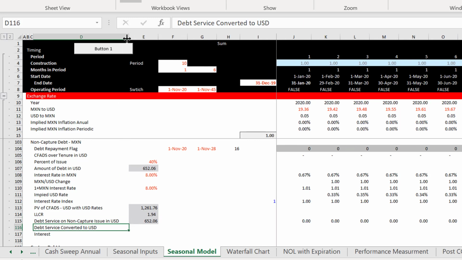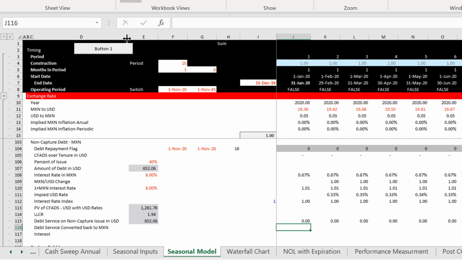And why do I say we can convert it back to MXN if we want? When we do that, we've got all of this stuff here. We've got all of the debt service. We'll just take that. This is in USD, and we better multiply it by the MXN to USD rate, right?